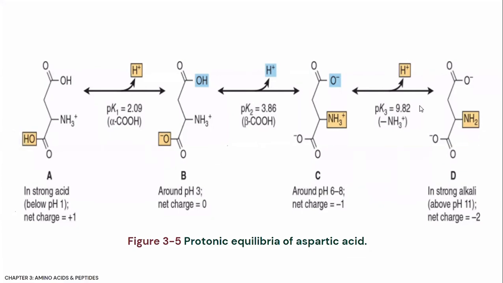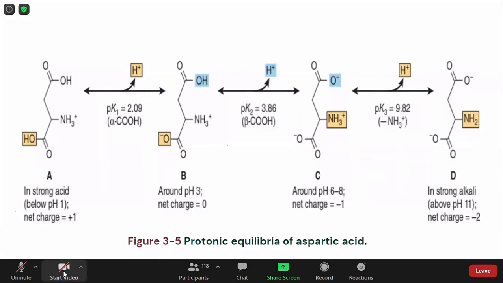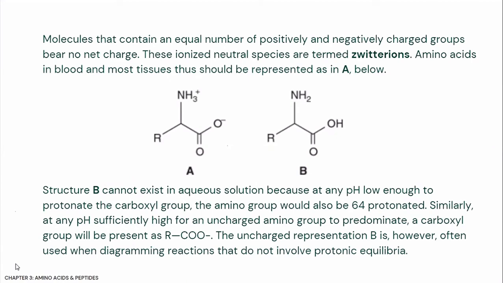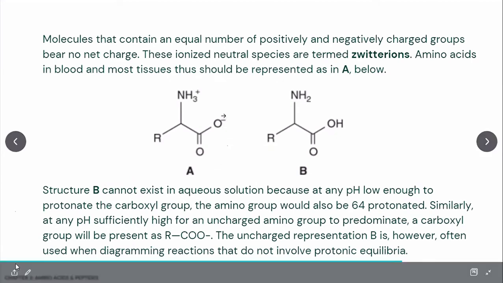Now, what is the physiologic pH? What is the normal pH? 7.4. Okay. 7.4. It is slightly alkaline, because it is above 7. Now, at that pH, your species of amino acid is this one.